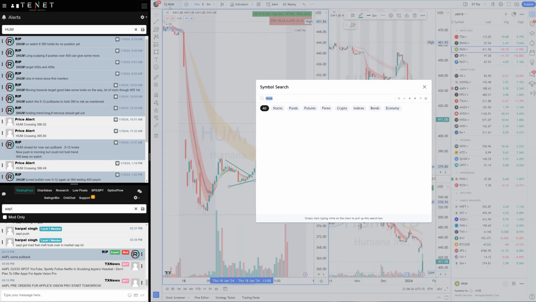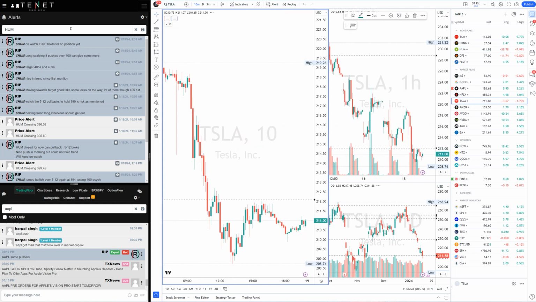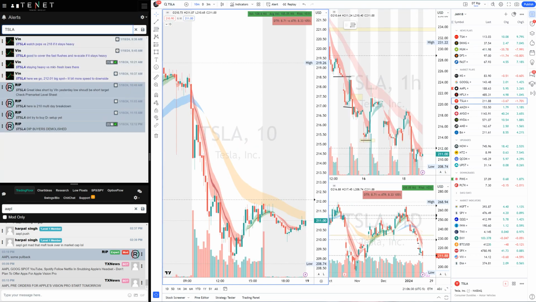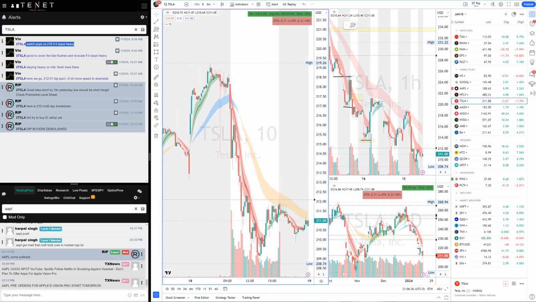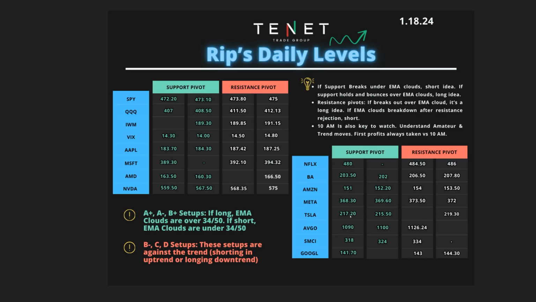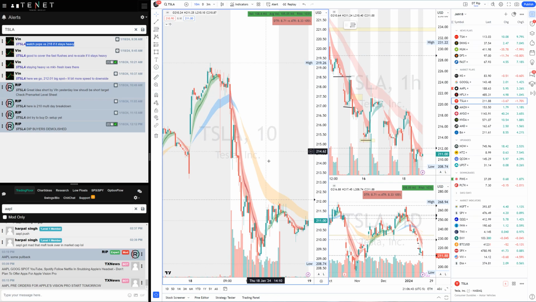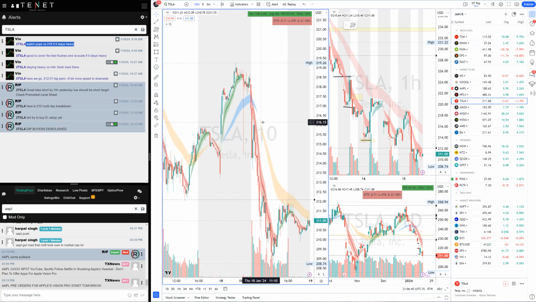I'm not going to spend too much time on Tesla, guys. I just want to say that we were not long Tesla today. Someone came in and said short it versus 218, and I'm just going to go to my pivots right here. What was the pivot I gave? 217.20. That's the pivot I gave everybody. When 217.20 breaks, you have to short it.